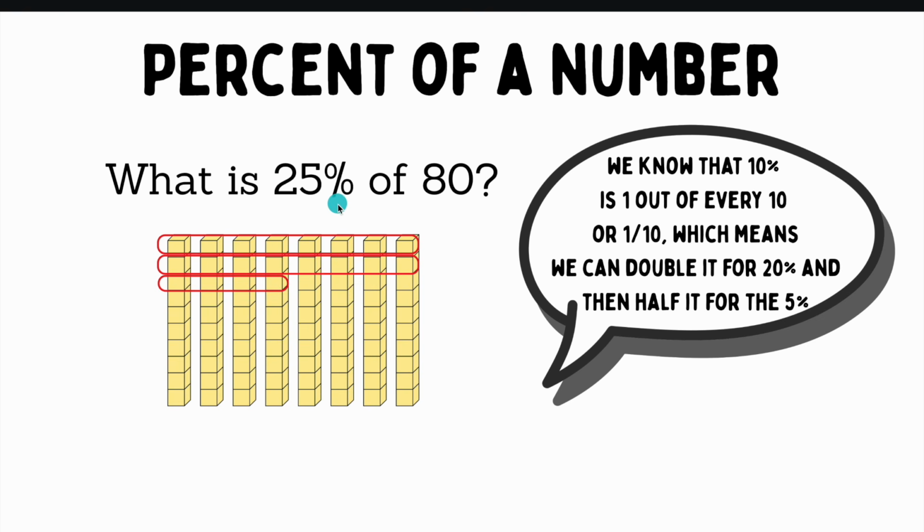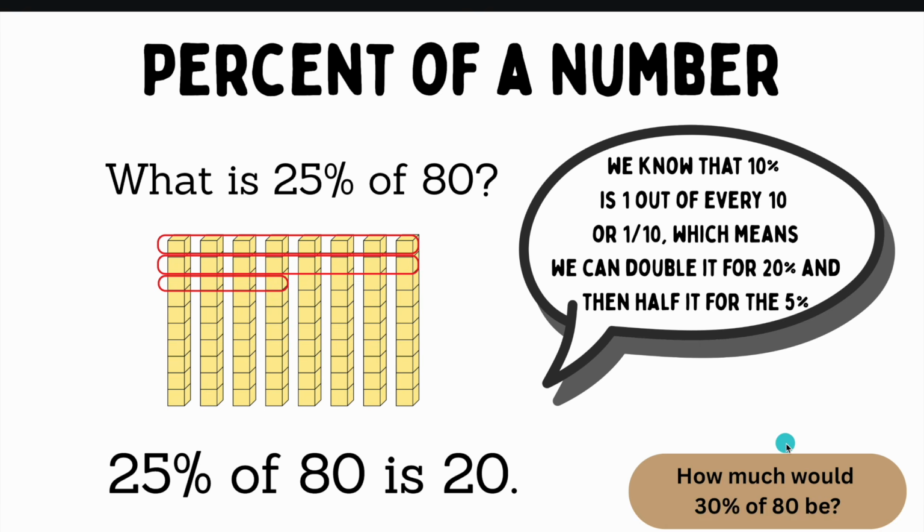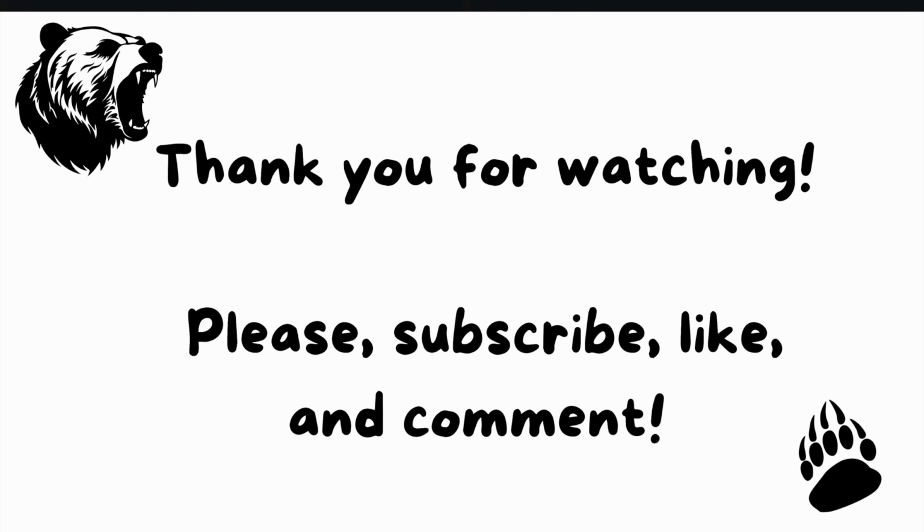That makes 25%. Let's count. We have 8, 16, 17, 18, 19, 20. 25% of 80 is 20. How much would 30% of 80 be? We know that's 10%, 20%. How would we do another 10%?